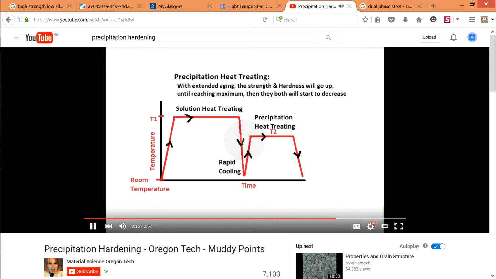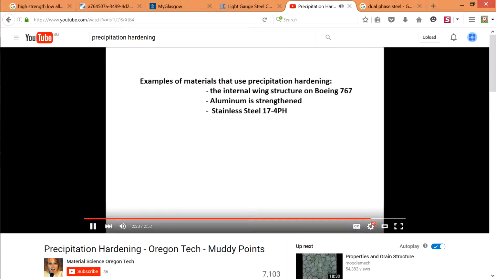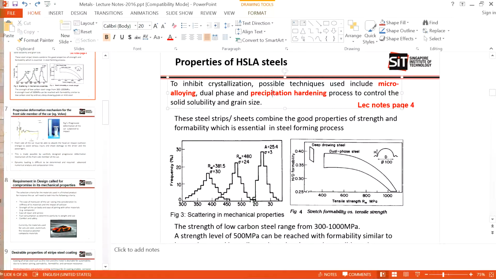Again, this part: solution heat treating at a certain temperature until it all becomes one solution. Then it is rapidly cooled to room temperature. Then it is brought up to a secondary temperature, which is less than the first, until it reaches desired aging, then cooled to room temperature. Okay, so I think it's pretty clear for the precipitation hardening process.